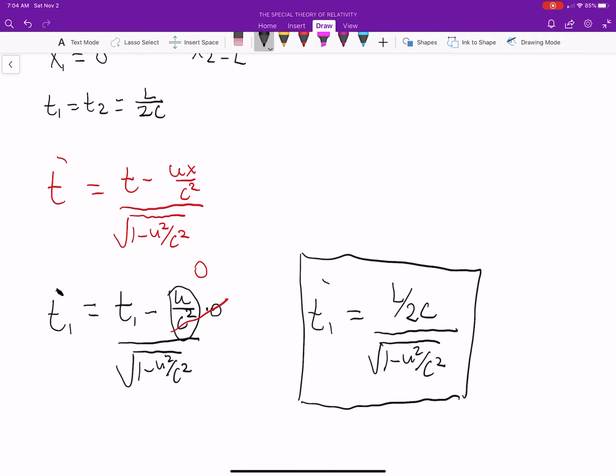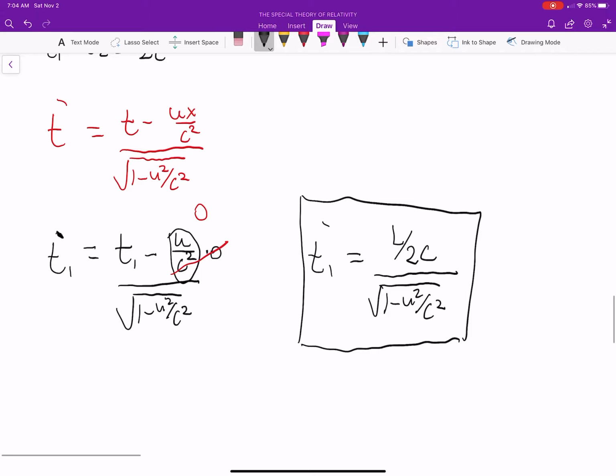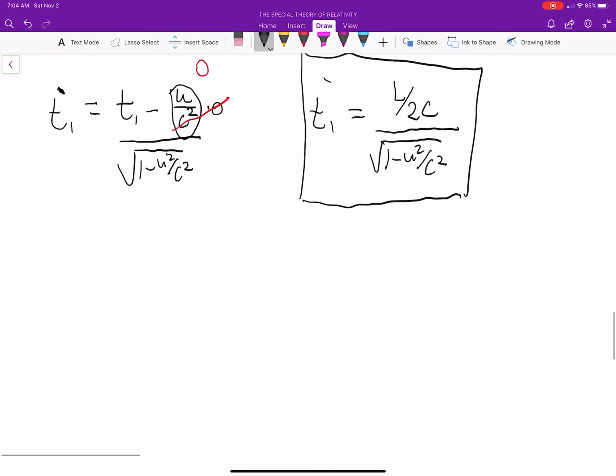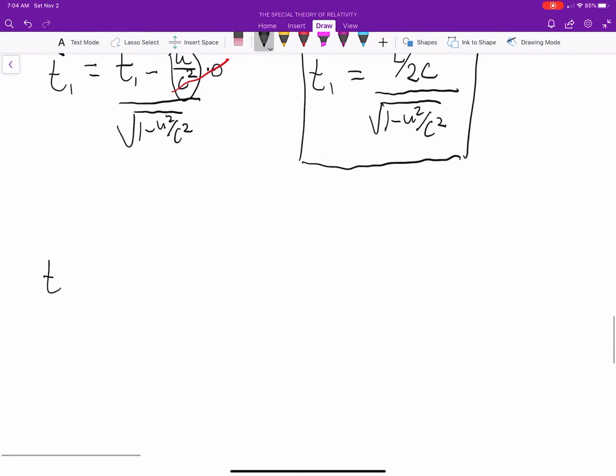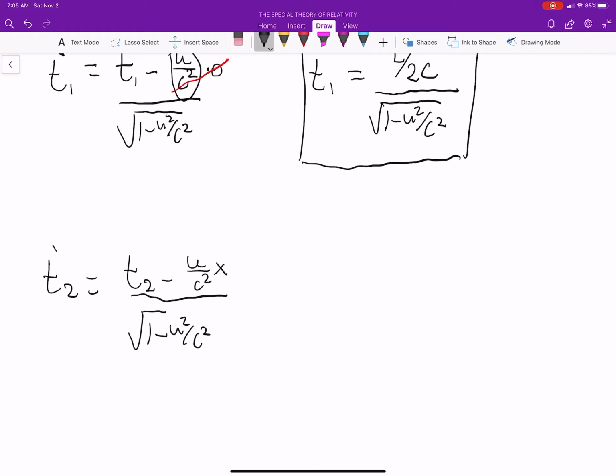So this is how long a moving observer measures the time it takes for the light to get there. Now, there's also the second event, which is t prime 2. And that's equal to, using the same means, oops, that's supposed to be a c. We're using the exact same equation, the only difference is the t changes from t1 to t2. But t1 and t2 are the same, so it actually doesn't matter there. And the x is different.